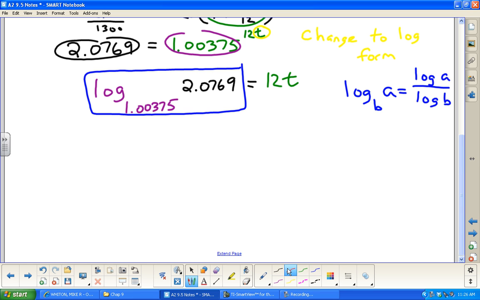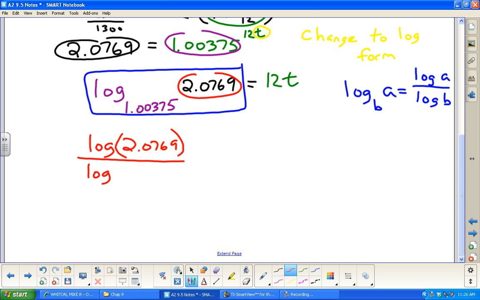So for this problem, it can be the log of 2.0769. Again, that'll be in parentheses, and close that parenthesis up because you're dividing it by another logarithm. Still equals 12t. So this left side can be done on a calculator, and enter it just like that. We're going to do log.